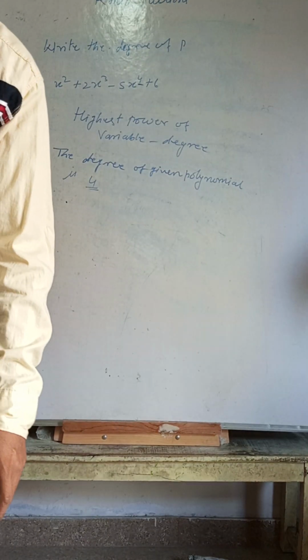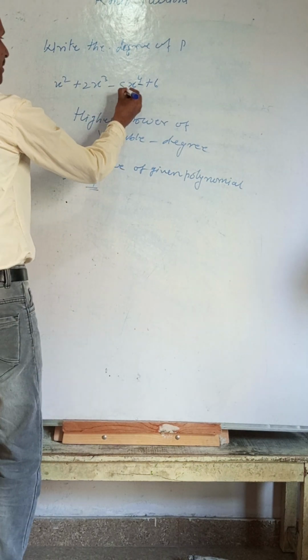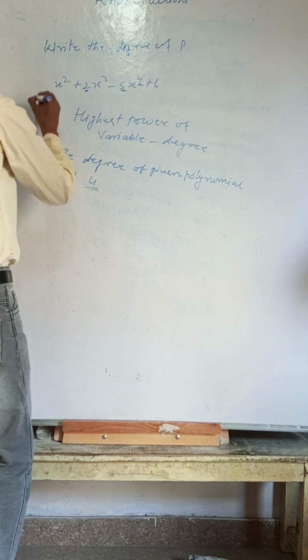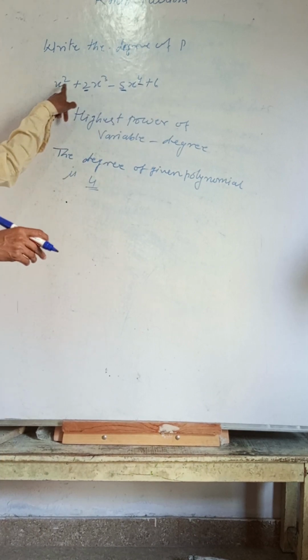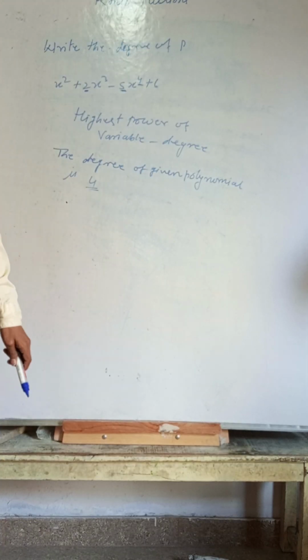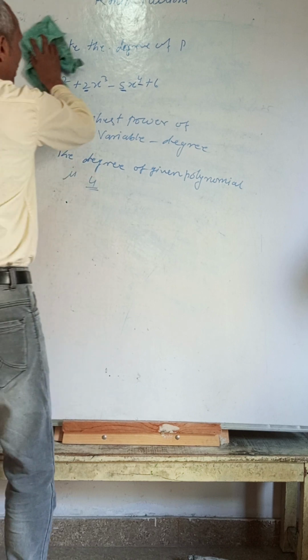In that, you are not looking at the coefficients. These numbers are called the coefficients. This number is called the constant. These are called the variables. Now I hope you understand it. Now we are going to the next question.